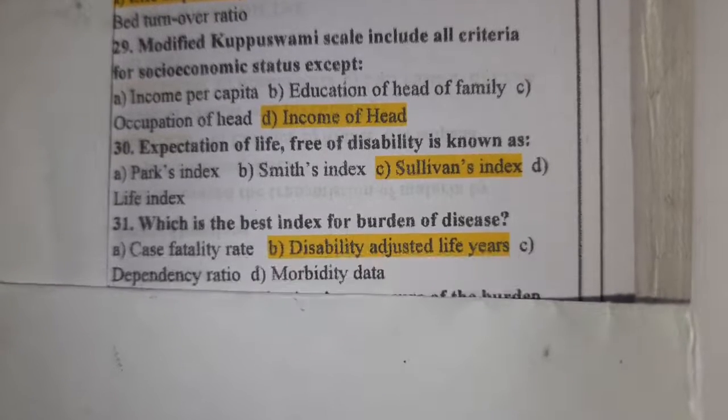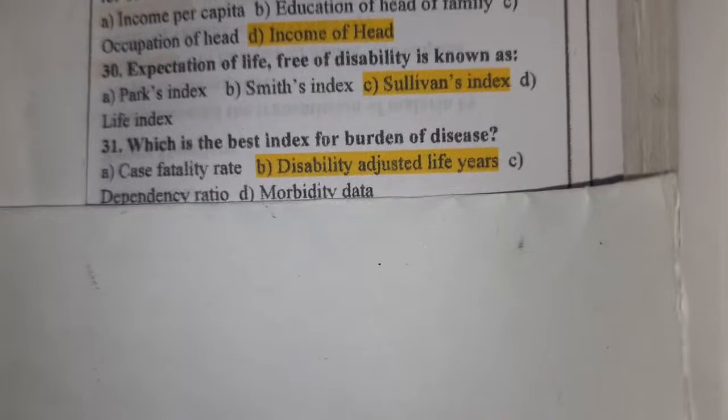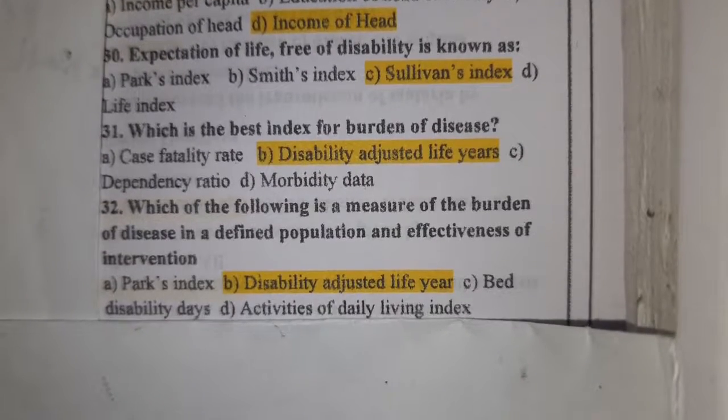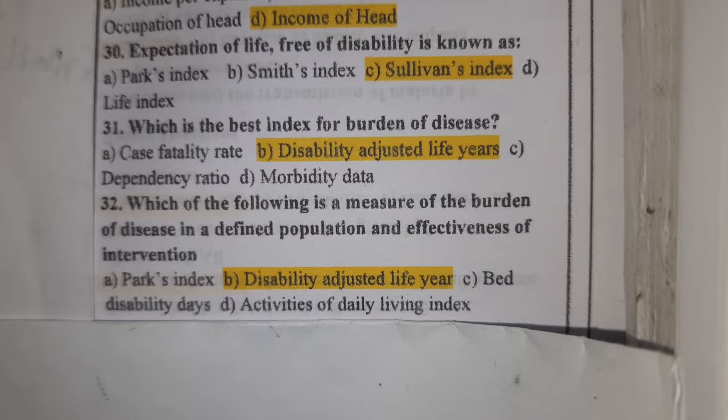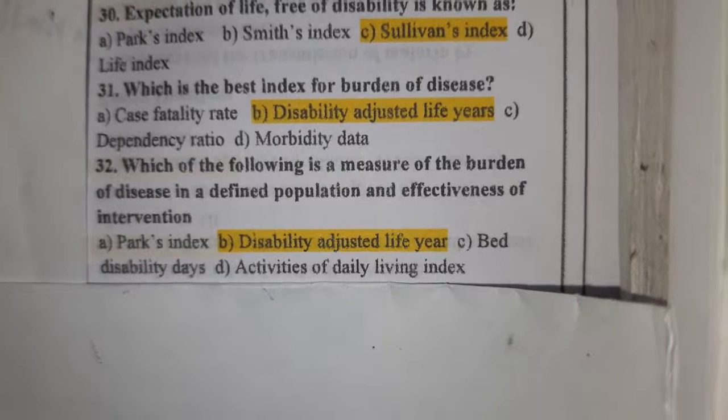Then next question. Which is the best index for burden of disease? Disability adjusted life years is the best index for burden of disease. Which of the following is the measure of burden of disease in a defined population and effectiveness of intervention? Burden of disease in a defined population and effectiveness of intervention is disability adjusted life years.